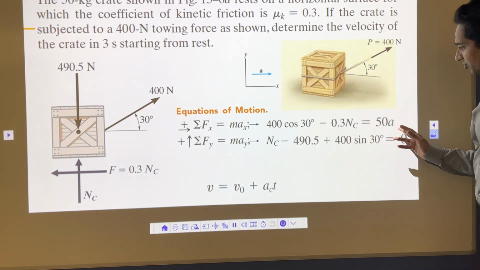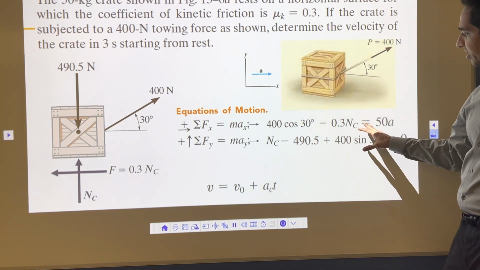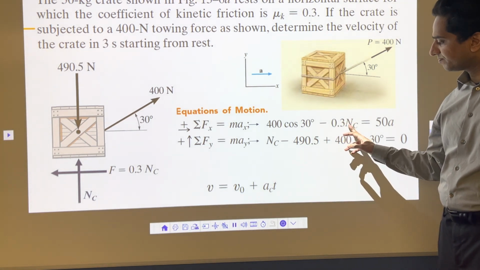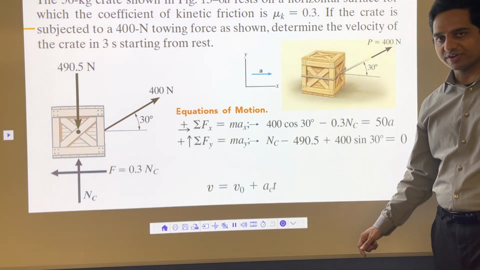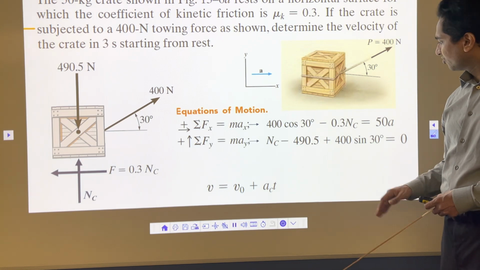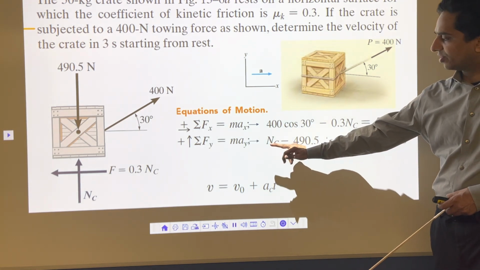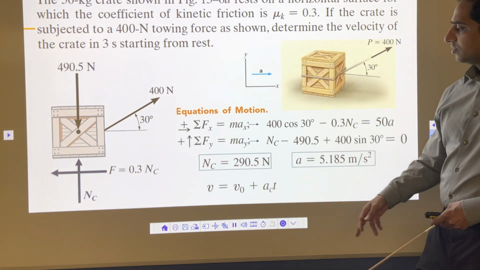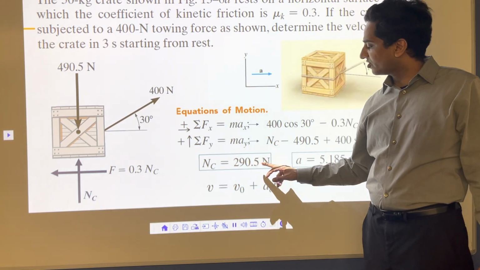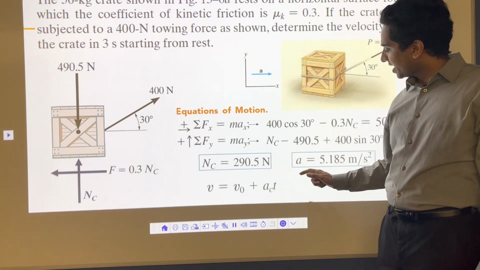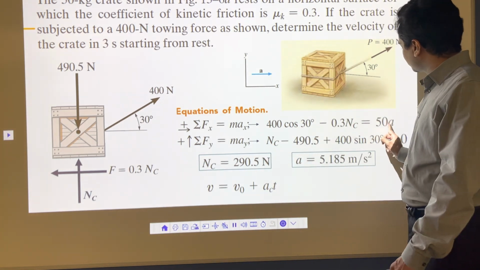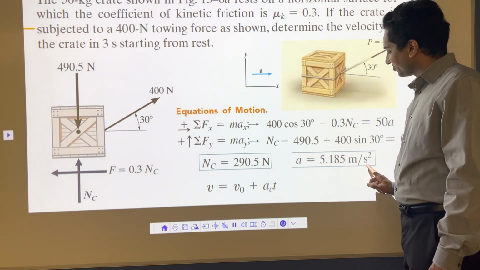Okay then. So let's put the numbers in. If you want, you can pause the video, put the numbers in, and then calculate the velocity. Here I'm going to directly continue. If you put the numbers in, you will get the number for Nc and a number for acceleration. The normal reaction is 290.5 in the upward direction, and once you put that normal reaction here, you will get an acceleration of 5.18 meters per second squared.